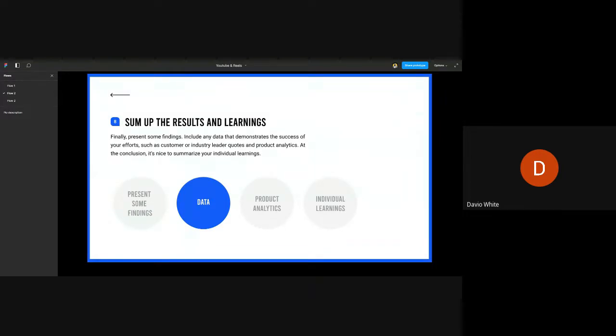So I feel like, okay, if their idea is good and it needs some little rishi to make it better, I'll just add that, and then I'll bring them in and discuss it with them. And if they like the idea, I'll retain it. If they don't, I'll take it off. So very easy. So present some findings, data, product analytics, individual learning.